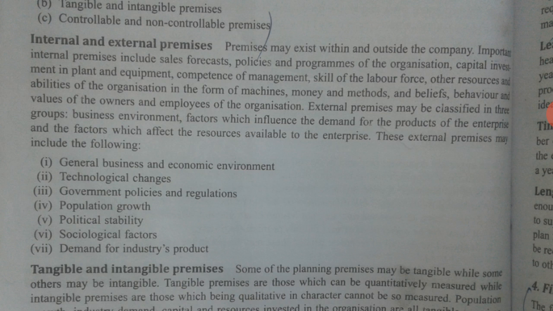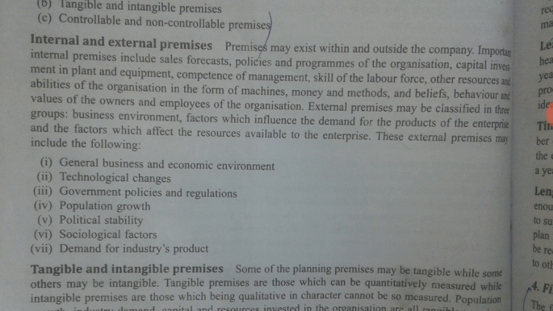So the next is tangible and intangible. Tangible premises are those which are measurable, on which actions can be taken, work can be done, and which can be measured, understood, and worked on. This includes industrial growth, capital and resources, and investment in the organization. These are tangible.